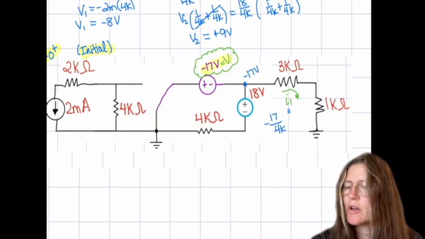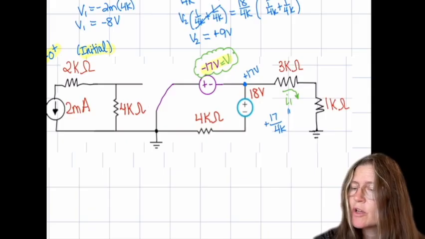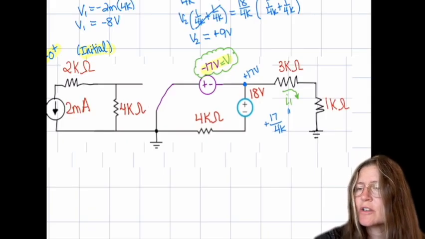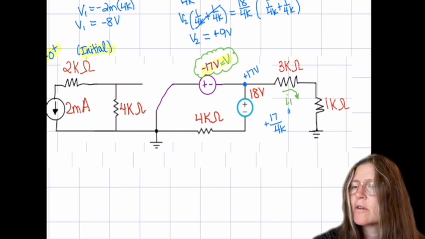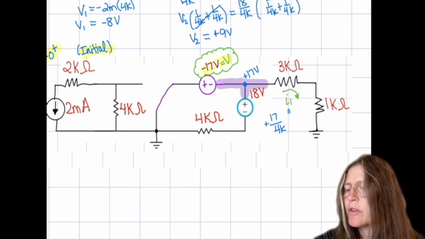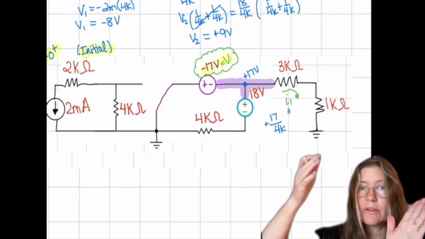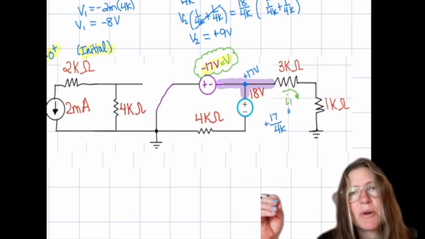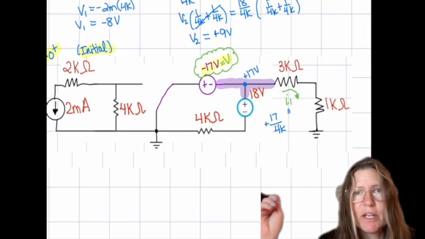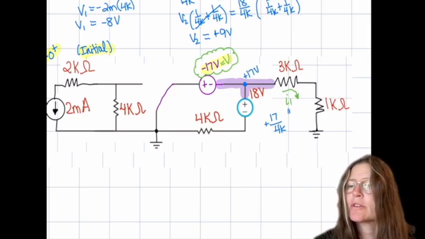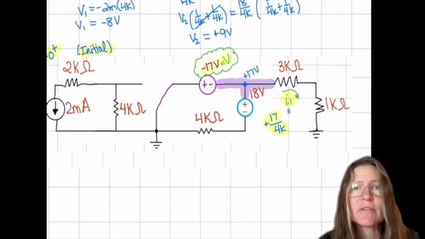Well, let me take that back. It's a minus 17 for a plus 17. So this node, the value of the battery is plus to minus. If we measured that purple node, it would actually measure a minus 17 to give us a plus 17 there. So our initial value for I1 is plus 17 over 4K.